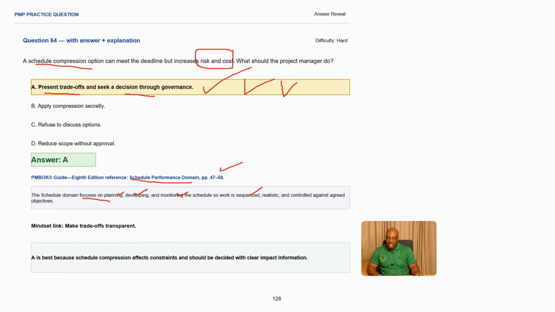So what is the mindset? The best mindset here is to make the trade-off transparent. This is very important for this particular question. So now you have the trade-offs, and you seek a decision through governance. You discuss with the stakeholders, and then you agree. Making A the best answer because schedule compression affects constraints and should be decided with clear impact information, making A the best answer in this scenario.